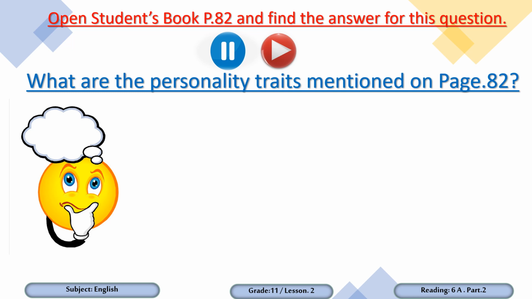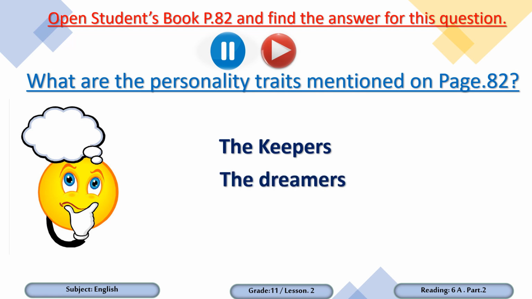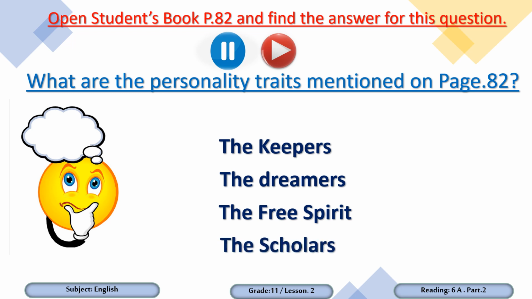Okay, now the question again. What are the personality traits mentioned on page 82? The personality traits are the keepers, very good, the dreamers, excellent, the free spirit, good job, and the scholars, fantastic, good job.